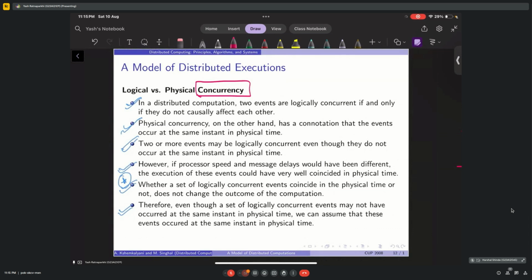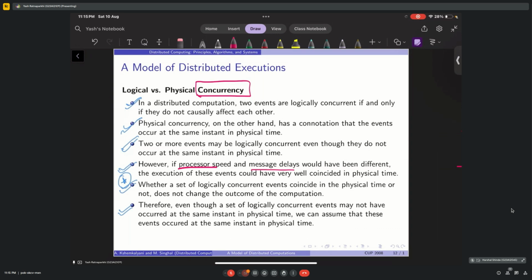Two or more events may be logically concurrent even though they do not occur at the same instant in physical time. Correct? You read this in the first line, that two or more events can be logically concurrent. Basically they are logically concurrent, right? However, if the processor speed and the message delays were in an ideal scenario, then the time would be the same. Correct? That's what is written. Then the execution of these events could very well have coincided with physical time.